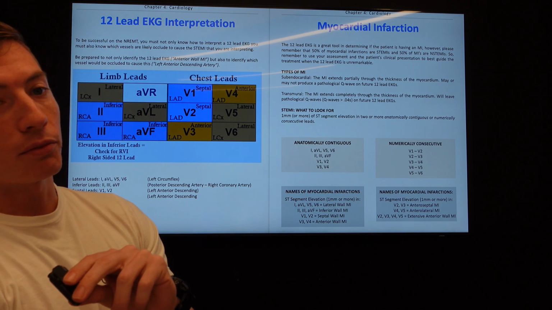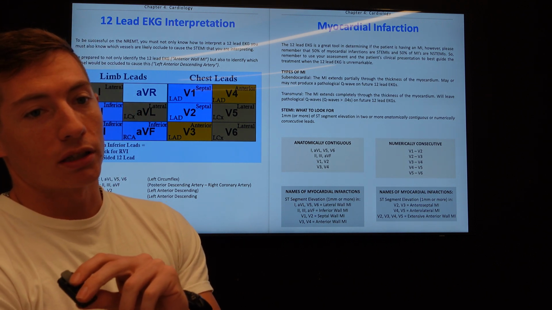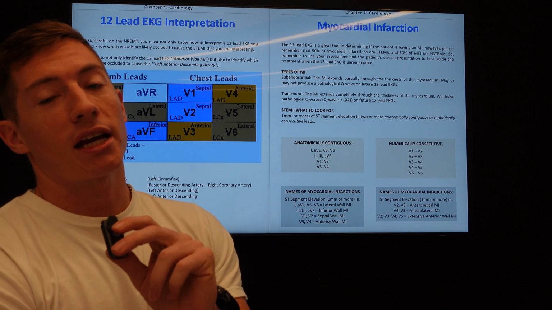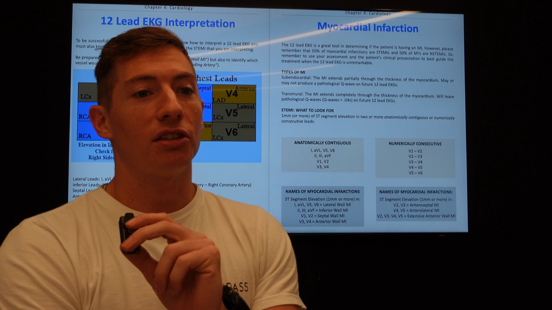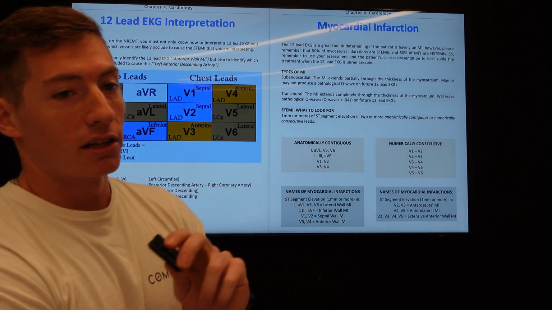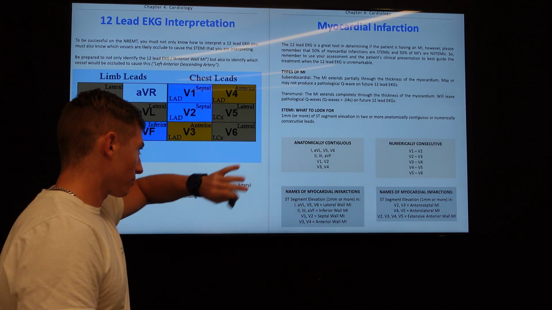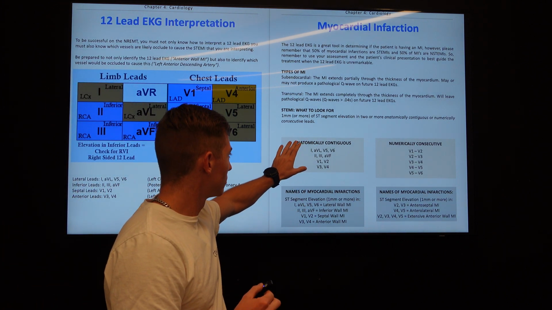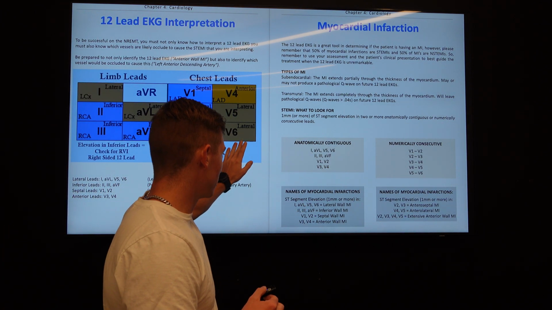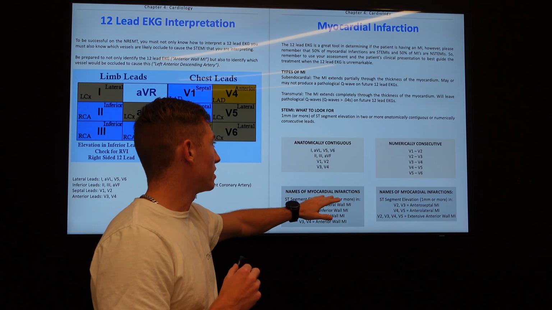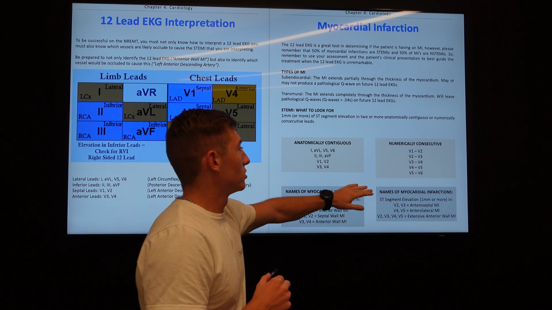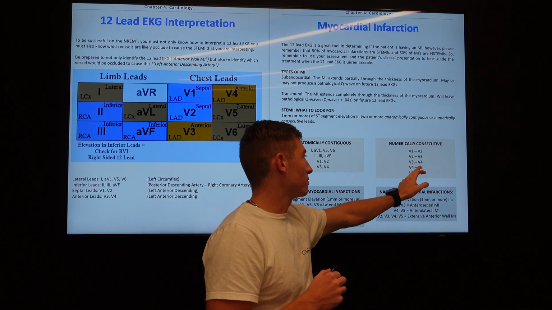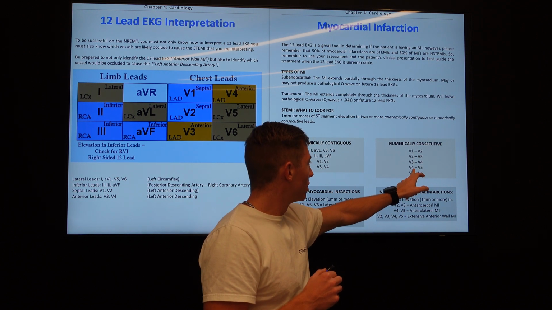STEMI, what you're going to look for, you want 1 millimeter or more of ST segment elevation in 2 or more anatomically contiguous, numerically consecutive leads. So looking at these, and we see any continuous ones, these are all of the leads, and these are the different names. So V1 and V2, those are connected, V2, V3, V3, V4, V4, V5.